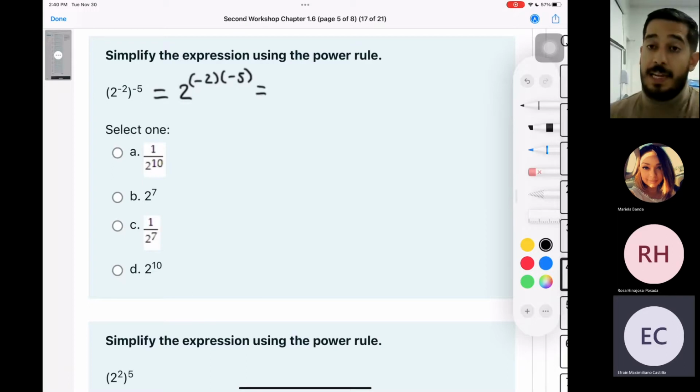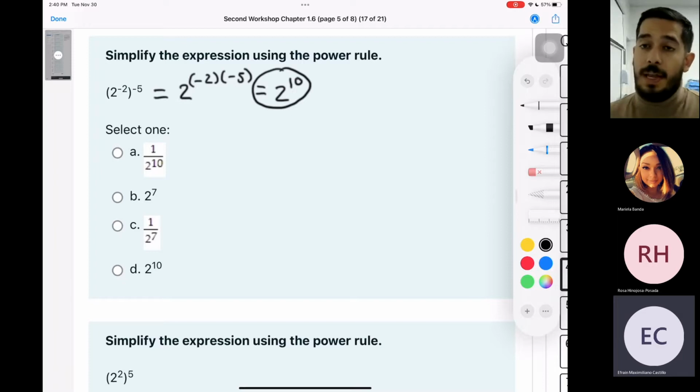In this case, negative 2 times negative 5 should be positive 10. And that is my new exponent on the variable or the number, the expression that I have as a base. So 2 to the power of 10. That is my power rule, or exponent of exponent rule.